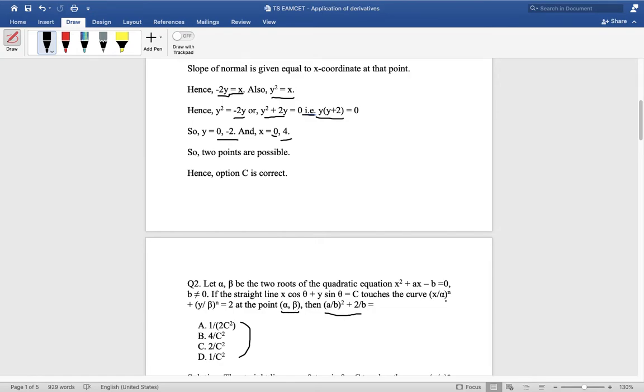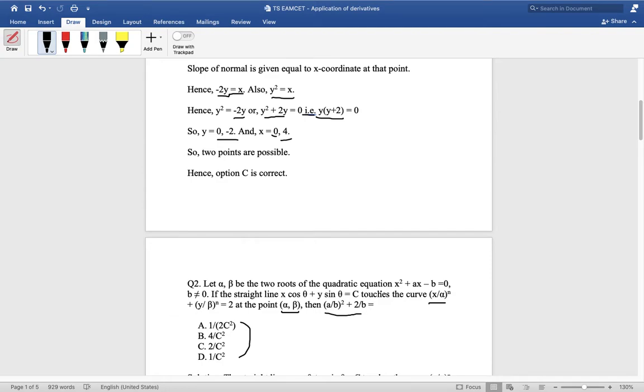So now can we find out the equation or simply just the slope of the tangent to the curve at this point alpha, beta? Yes, we can just calculate dy by dx and put x equals alpha and y equals beta. You will find out the slope of the tangent to the curve (x by alpha) raised to the power n plus (y by beta) raised to the power n equal to 2 at point alpha, beta. Now this slope that we compute should be equal to the slope of this straight line, because this straight line is the tangent. Equation of tangent is given to us. So I will find a relation between theta and alpha and beta from here.